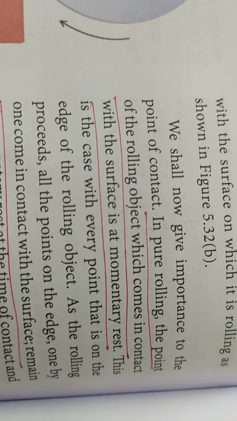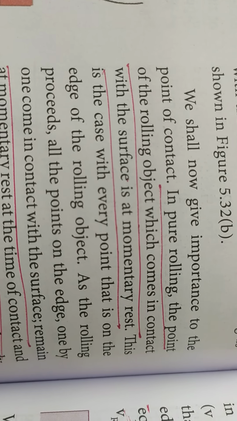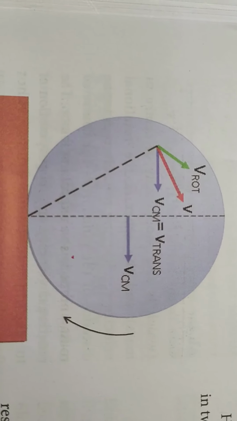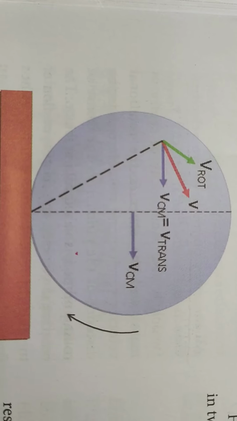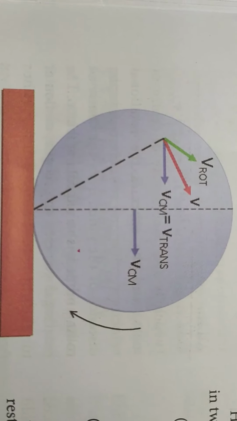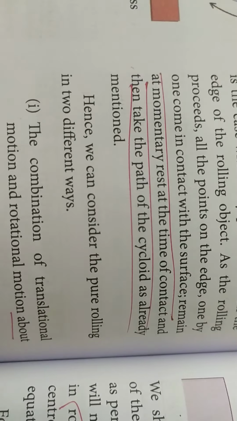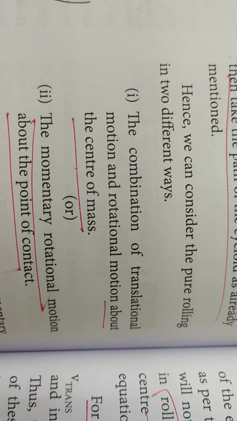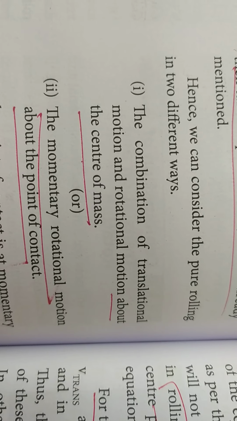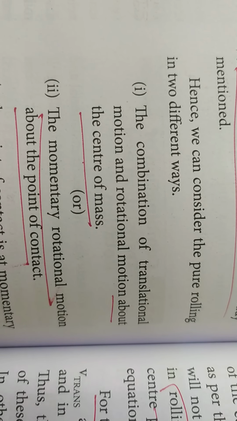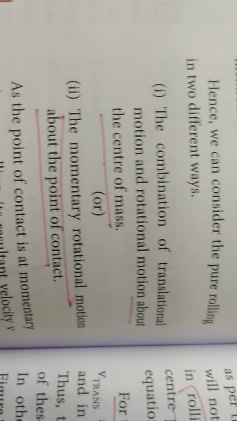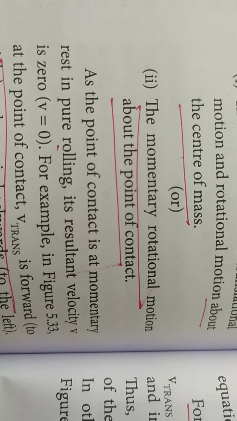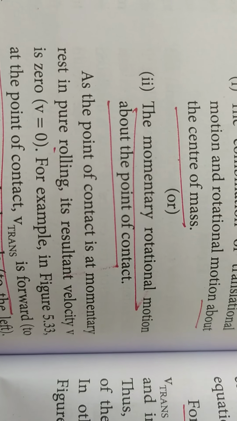In pure rolling, the point of the rolling object which comes in contact with the surface is at momentary rest. So when you see this rolling object, at the point of contact it will come to momentary rest, that is, for a particular time it will be at rest with the contact surface. Here, pure rolling can be considered in two different ways: as a combination of translational motion and rotational motion about the center of mass, or otherwise as momentary rotational motion about the point of contact.